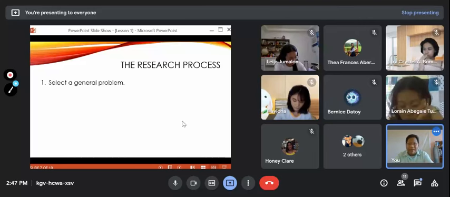I'll just talk of the characteristics or factors to consider in selecting a research problem later on, because that's, I think, found in the next slide. Going back to this, the research process gives highlight and importance to the selection of a general problem. It considers that as the first and foremost step in doing research.